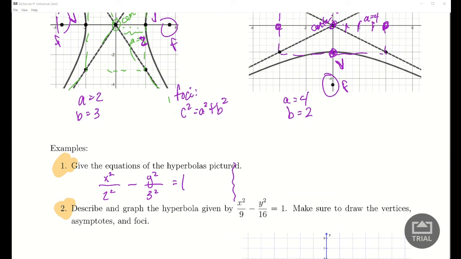And then the right-hand side, we have y squared first because this opens vertically. Y squared over b squared minus x squared over a squared equals 1. Notice that it does not matter if A is bigger or B is bigger here. What matters is which one is first, which way it's opening. So if X is first, it opens horizontally, left and right. If Y is first, it opens vertically, up and down.